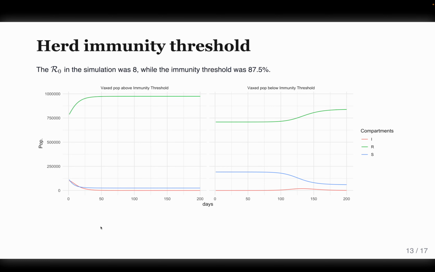We can observe that even with a high number of initial infectious cases, the epidemic dies off anyway, because the number of immune is above or equal to the immunity threshold of the population. The immunity threshold for R naught of 8 is 87.5%. Instead, if the level of immune is slightly below the immunity threshold, even one case can create an epidemic. Okay, it's a small epidemic, but still it's an epidemic.